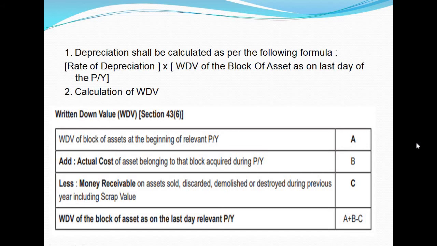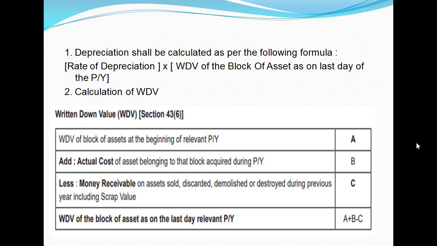Now the next slide shows how to compute depreciation. Depreciation shall be calculated as per the following formula: the rate of depreciation as per the block, multiplied by the written down value of the block of assets as on the last day of the previous year. Then how to calculate the written down value? The written down value under Section 43(6) will be computed as follows.